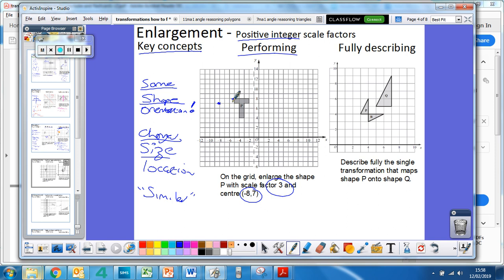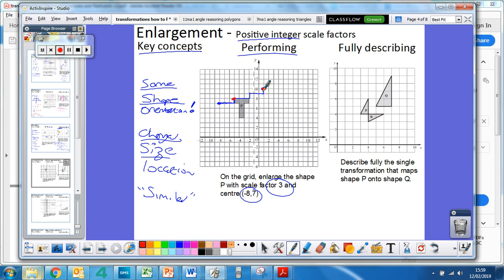The best way to get the correct location for this, look at one point, for example this point here, and think of vectors. How do I get from the centre to that point? 3 across, 1 up. That's how I do it. Now the scale factor is 3, so if you do that 3 times over, once, twice, 3 times, this tells you the new position of this vertex here. And if you do it once, you've got the correct location.